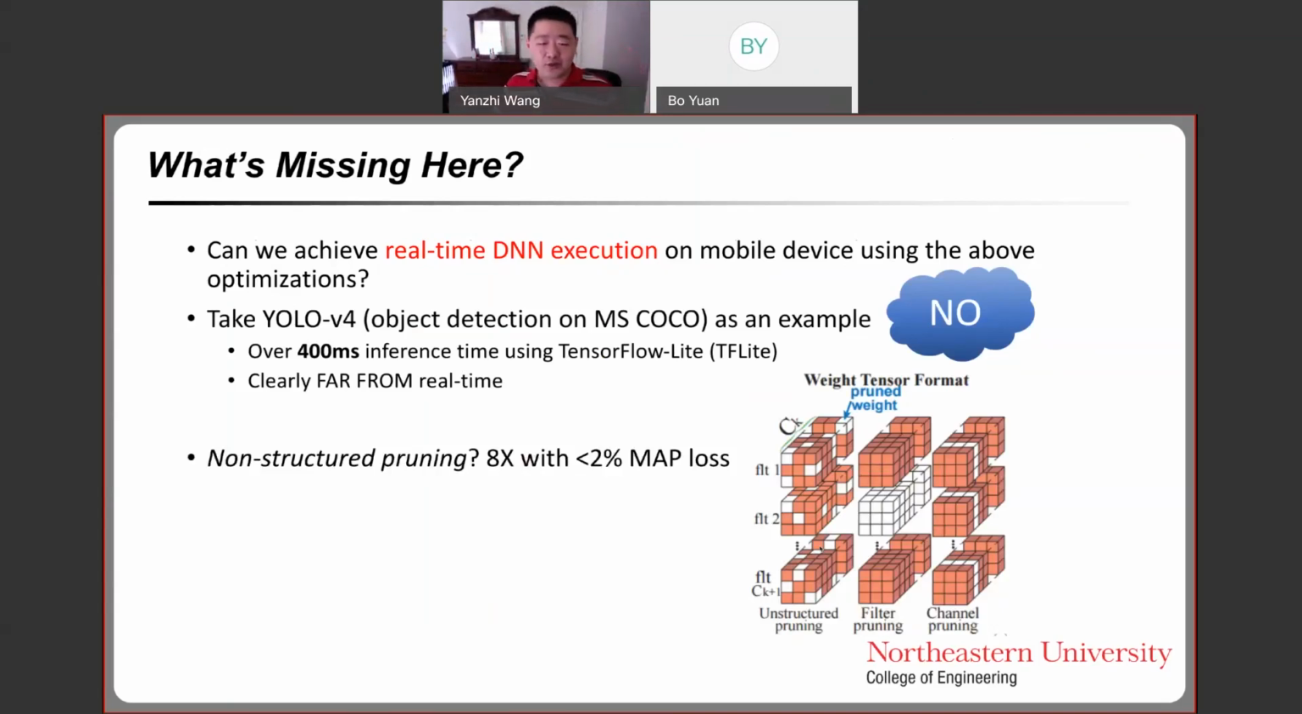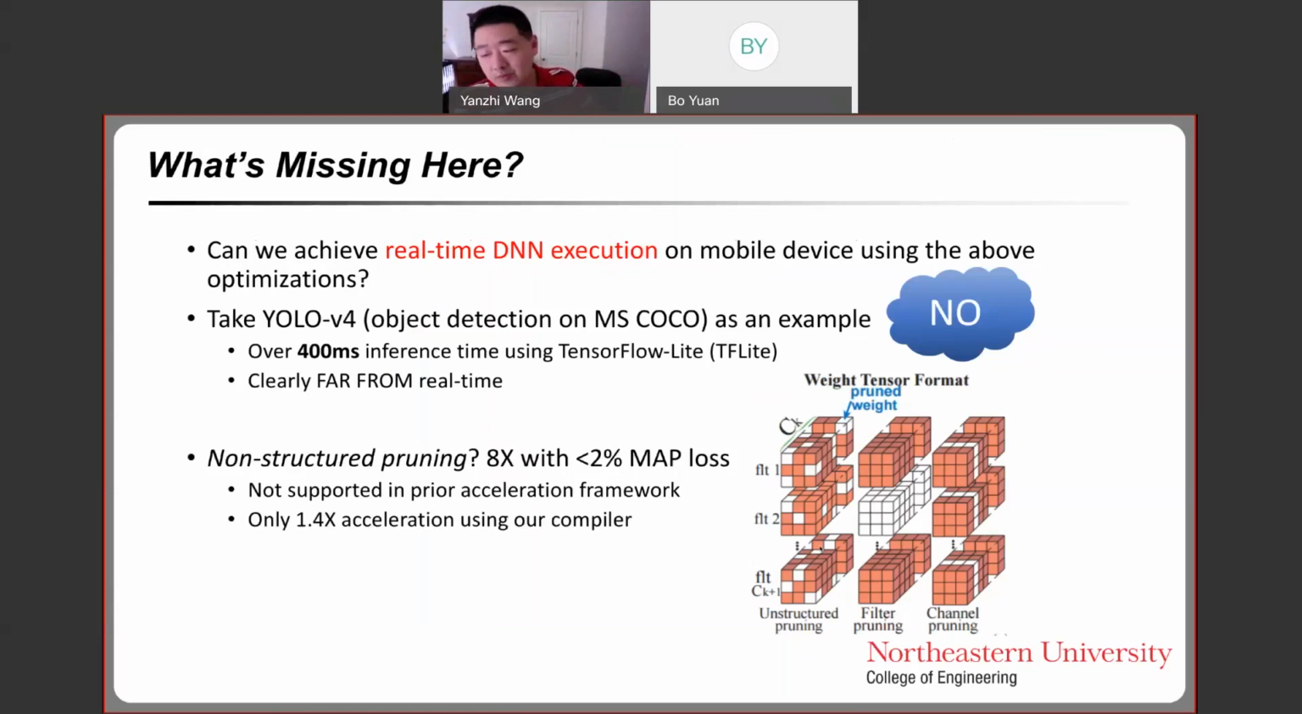If we test non-structured pruning, we reduce the size by 8 times with a 2-point reduction in the mAP, which is the accuracy. This seems reasonable, but how do we translate it into acceleration? First, general sparsity is not supported in the prior acceleration frameworks. We have supported it, but we only get 40% acceleration using our compiler. We built this compiler with our collaborator.